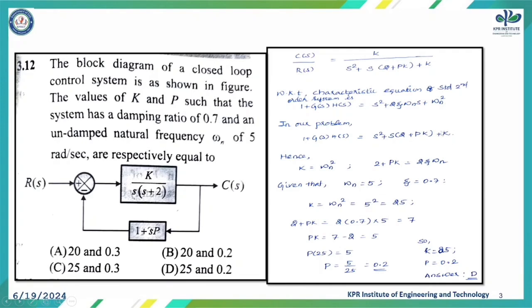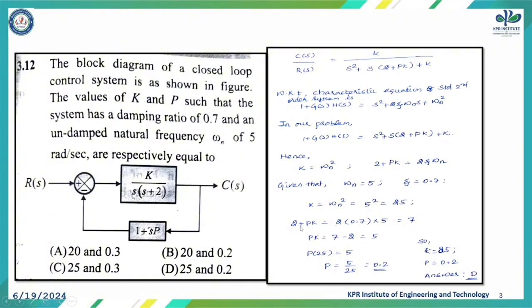Compare these two equations. We will get K is equal to omega n squared. Next, 2 plus pK is equal to 2 zeta omega n. We know that the zeta value is 0.7 and omega n is equal to 5 radians per second. Substituting omega n equal to 5, K is equal to omega n squared, so 5 squared is equal to 25. Then 2 plus pK is equal to 2 zeta omega n. The zeta value is 0.7 and omega n is 5, so we will get the value as 7.